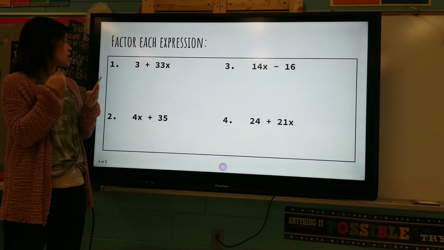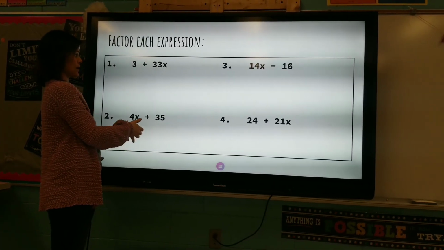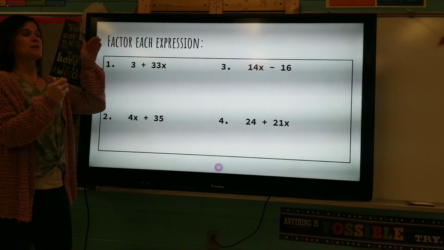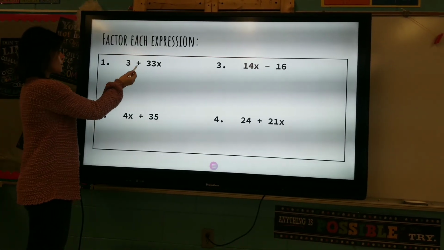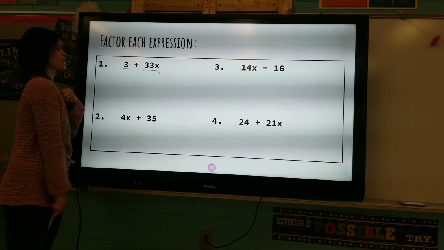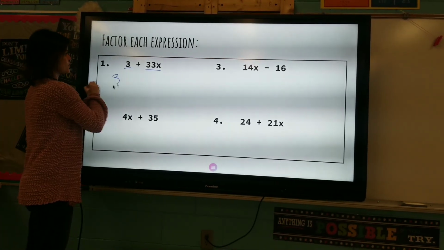And first we have to focus on our greatest common factor because that's what we're going to pull out of these. Okay? So factor again, it means what do they have in common? Let's pull out something they both have. So for number 1, we have a 3 and a 33x. What do they have in common? We could pull out this 3.